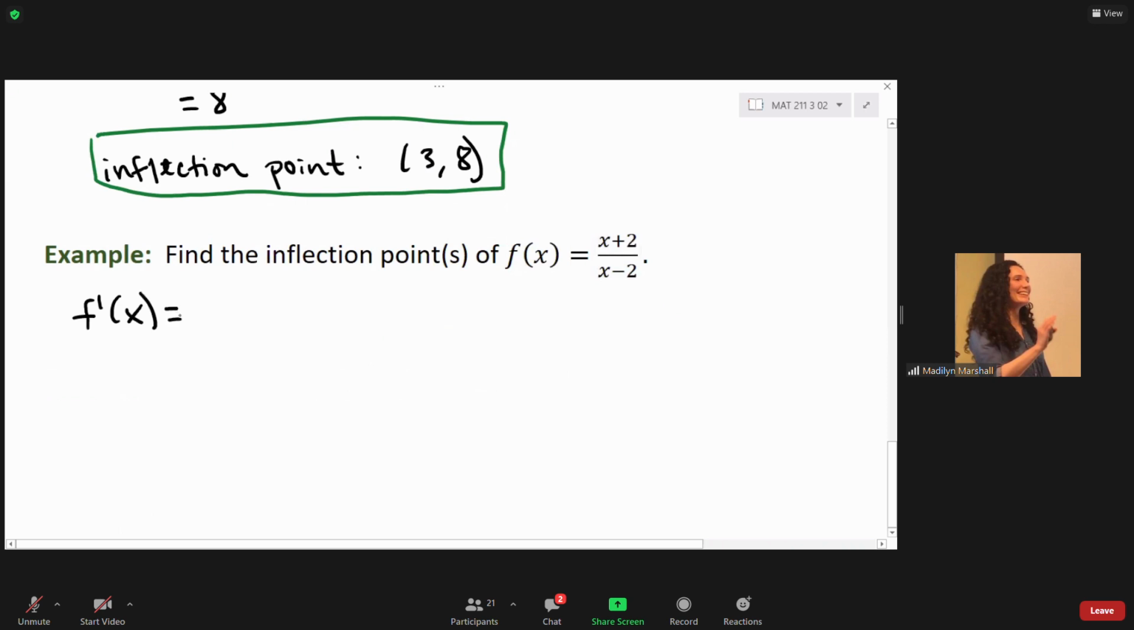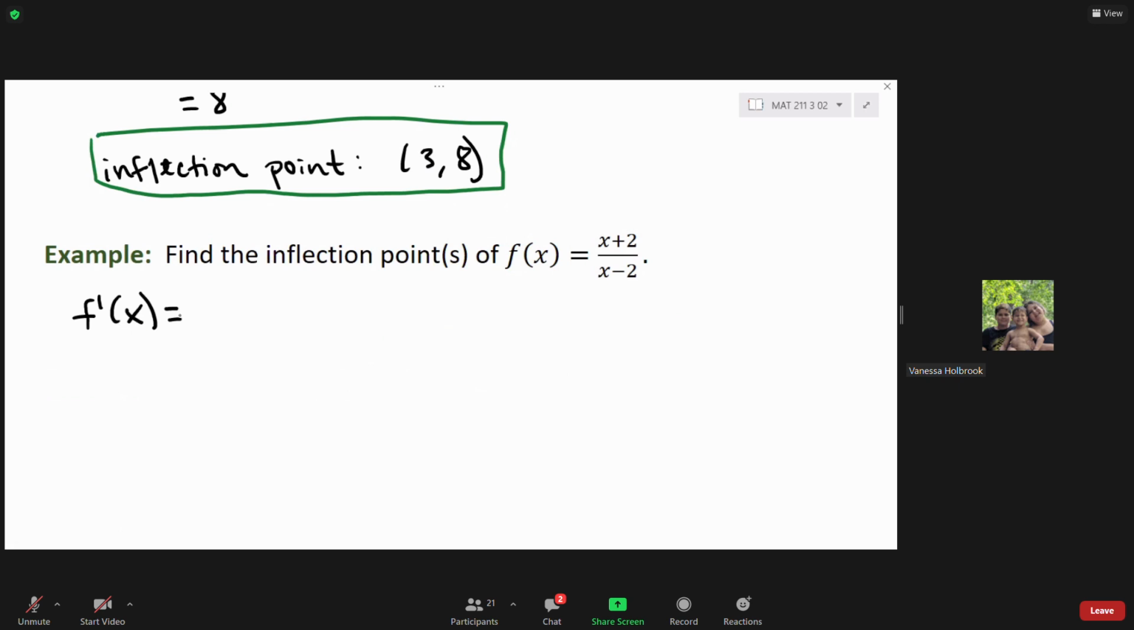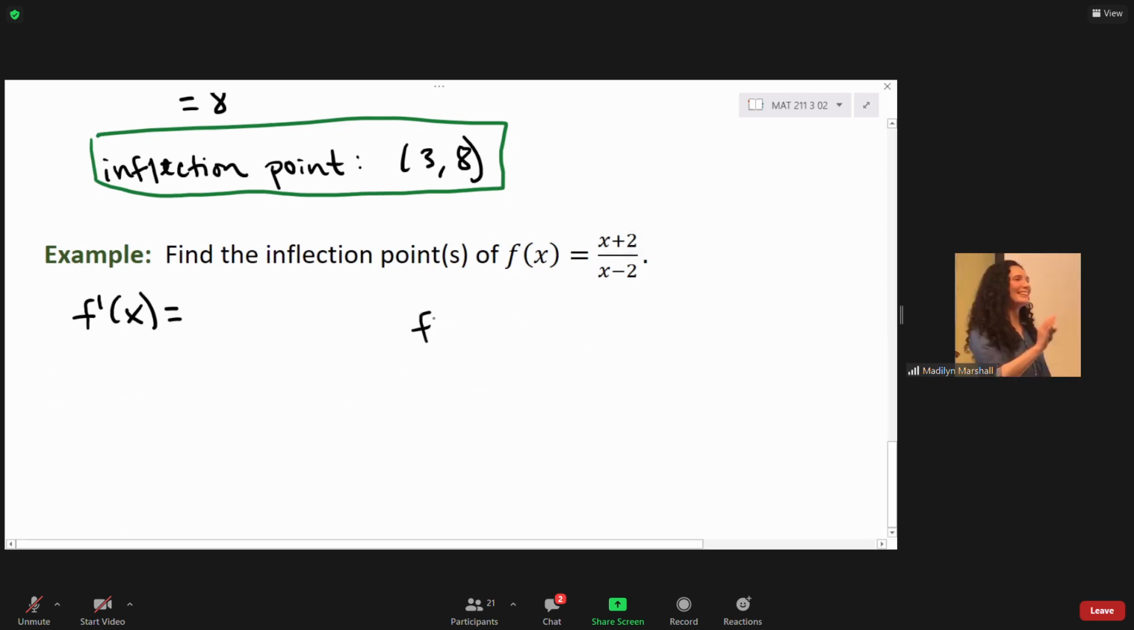What rule do we need to use to take the derivative of this function? The division. Yes, quotient rule. Exactly. So our quotient rule is the bottom times the derivative of the top minus the top times the derivative of the bottom, all over the bottom squared.